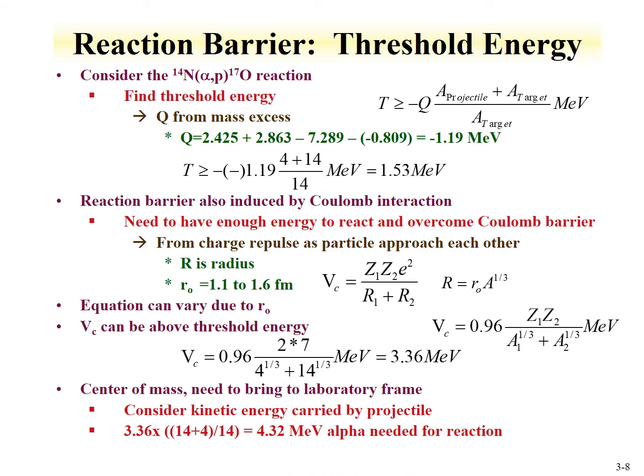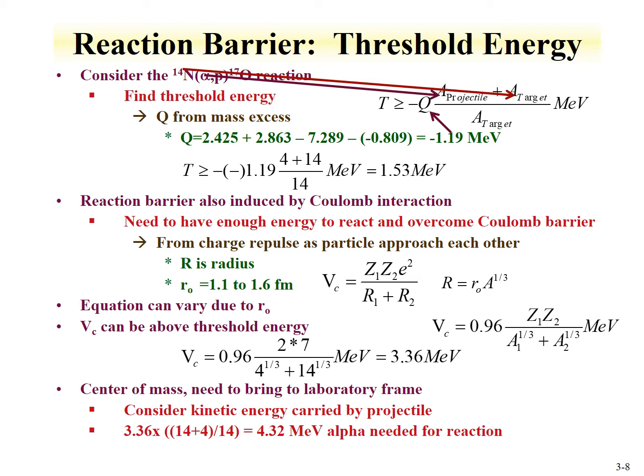Using what we've just discussed, we can evaluate the threshold energy for this Rutherford reaction. Our reaction is listed here. Let's take our terms and put them into our threshold energy. Our Q value is listed here, projectile, target. This equation is transformed. The terms are listed here, and we get 1.5 MeV for the threshold energy.